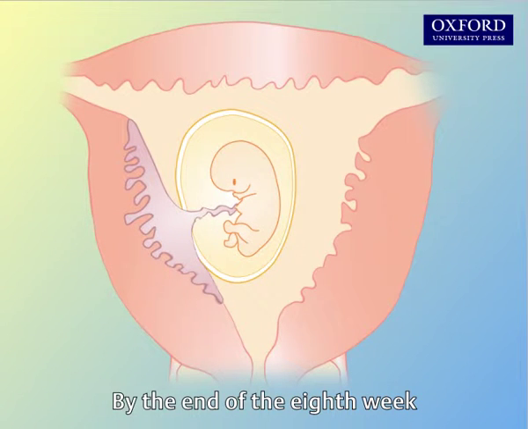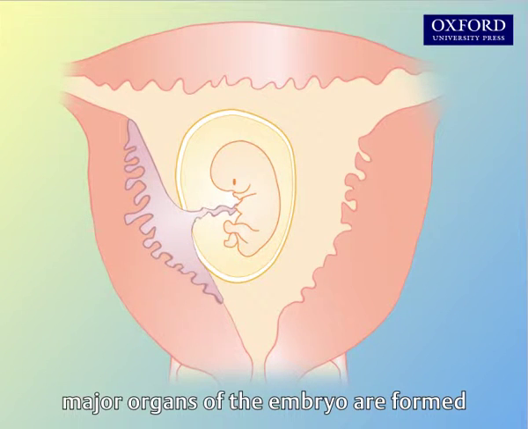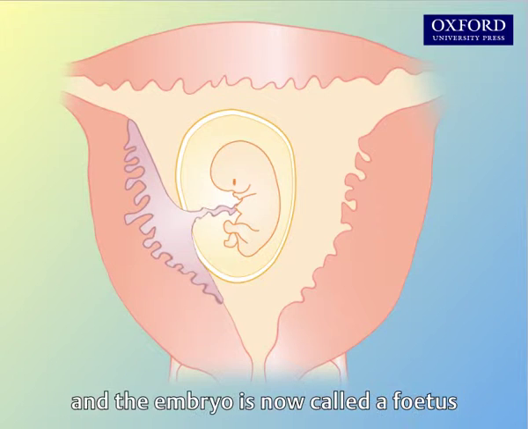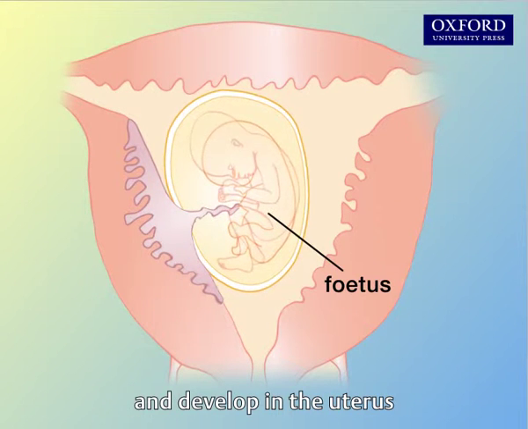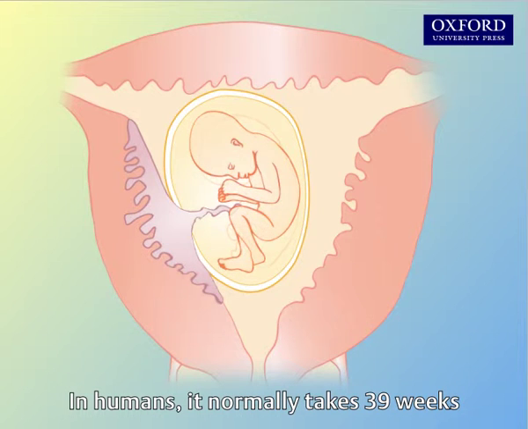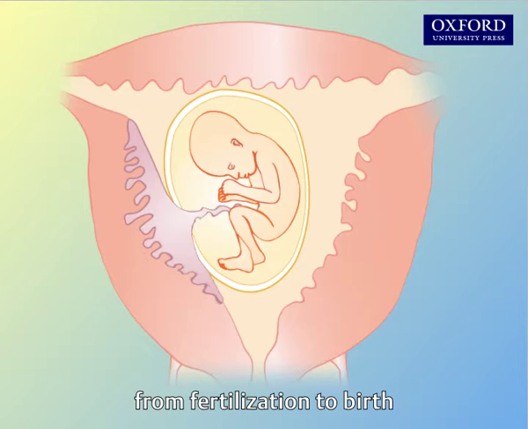By the end of the 8th week, major organs of the embryo are formed, and the embryo is now called a fetus. The fetus continues to grow and develop in the uterus. In humans, it normally takes 39 weeks from fertilization to birth.